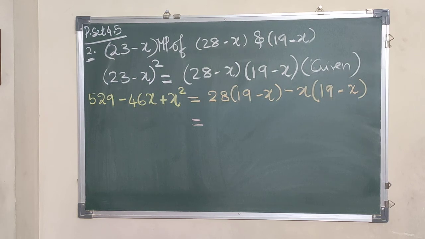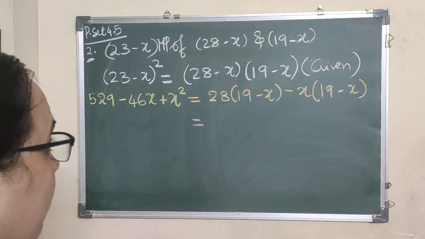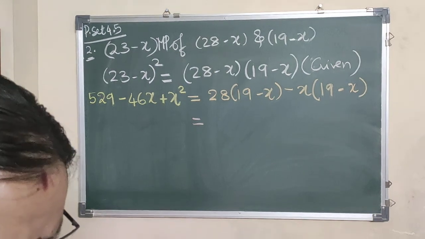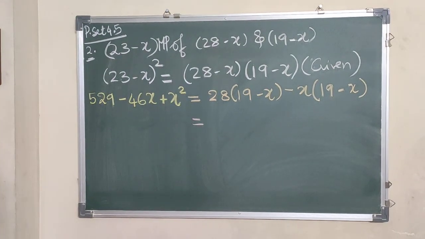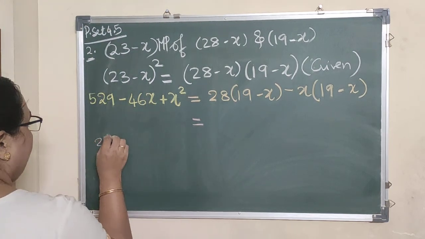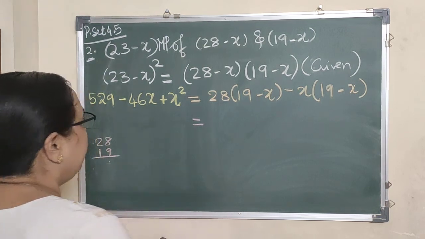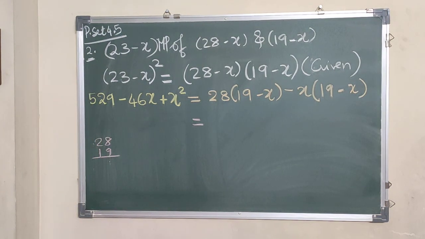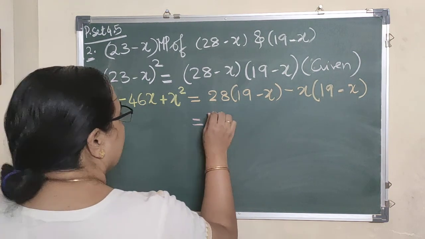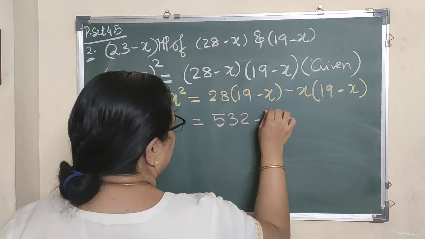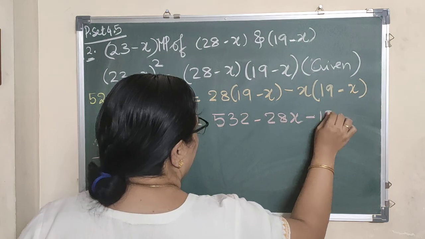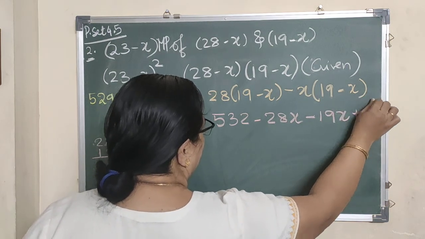Okay, what does 28 into 19 give me? Yes, come on, multiply 28 by 19. Let us multiply. Come on, do it first. Have you got the answer? Is it 28 into 19 giving you 532, minus 28x, as it is minus 19x, plus x squared.